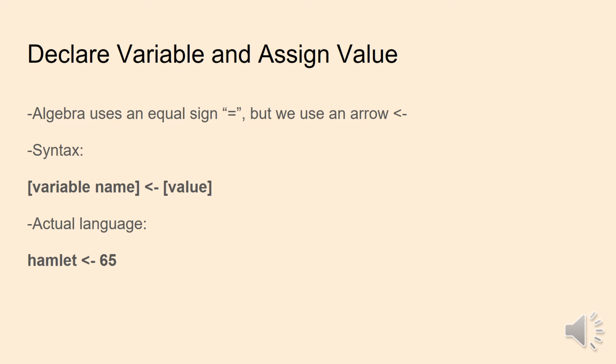So here's the syntax. Here's the rule of grammar. Here's what it looks like. The variable name, arrow, value. So imagine we have a variable name Hamlet, and we assign it the value 65. We go to the text editor, and we type in Hamlet, angle bracket left, hyphen, and then space 65, and we've assigned 65 to the variable Hamlet.